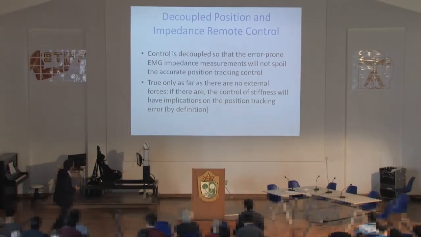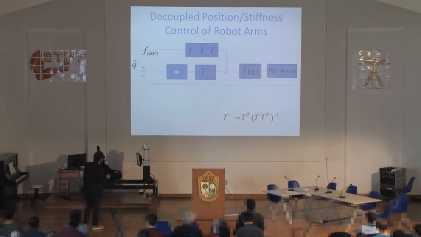Then we try to decouple the position and impedance control. We use the error-prone EMG to just control the impedance so that it will not spoil the accurate position tracking control. So basically, we work in the null space of the position control. And of course, this is true as far as there are no external forces or perturbations.